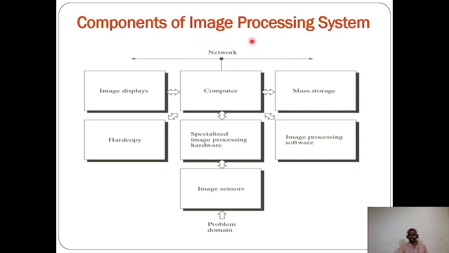Okay, so these are the components of image processing. Simply, the image sensor consists of two devices: the physical image device and the digitizer. We use special hardware and software for manipulating the image, and we store the image using mass storage. For display we can use LCD screens or normal TV screens, and a hard copy is simply a print of the particular image. So these are the components of your image processing.